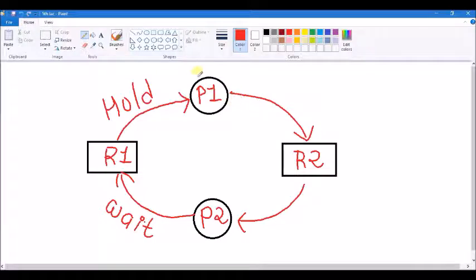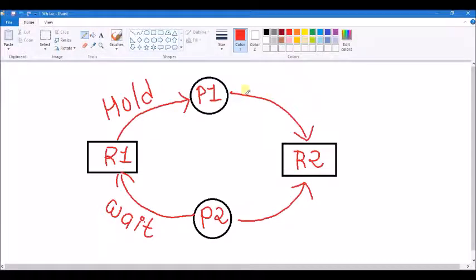So after completing this safety algorithm, we find that P1 and P2 both cannot complete. So the safety algorithm will simply return to Banker's algorithm that the system is in an unsafe state. So Banker's algorithm finds that after granting this request, the system will be in an unsafe state. So Banker's algorithm never allocates resource R2 to process P2. It will never grant this request, because granting this permission may lead to deadlock.